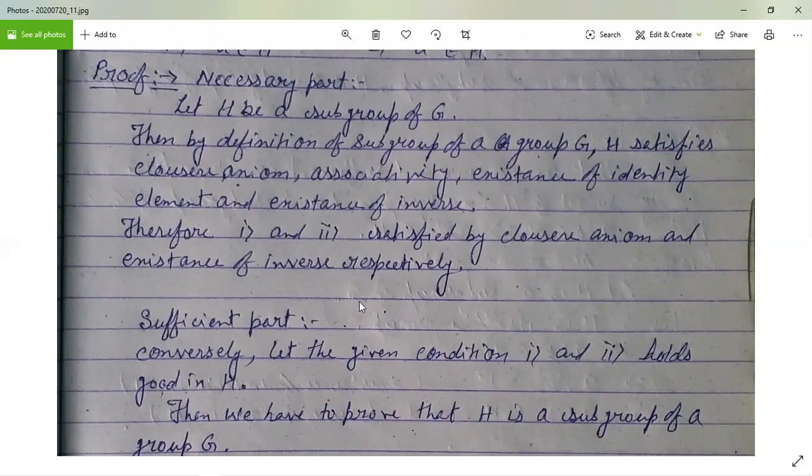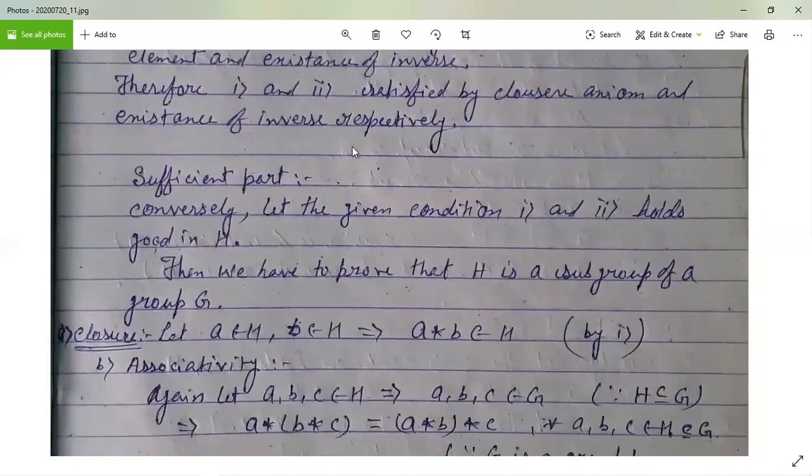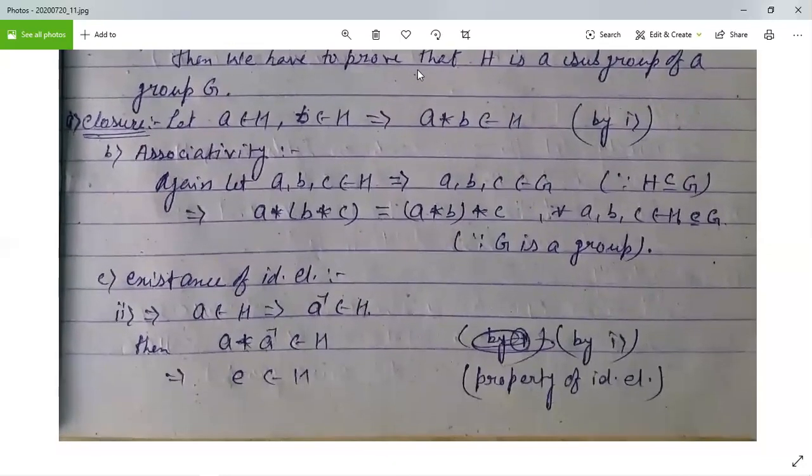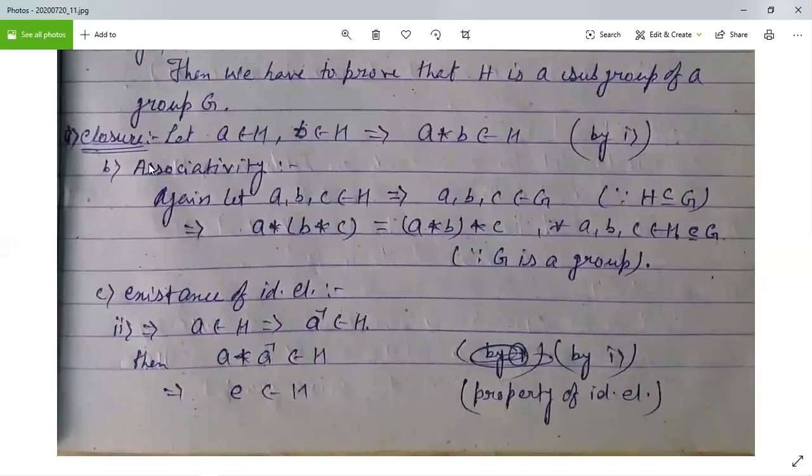Sufficient part: conversely, let us consider the given conditions 1 and 2 hold good in H. Then we have to prove that H is a subgroup of a group G. For this, we have to prove that H is also a group, that is, it satisfies the axioms of a group. The first axiom, closure: let a belongs to H and b belongs to H implies that a star b belongs to H, which is already given in equation 1.